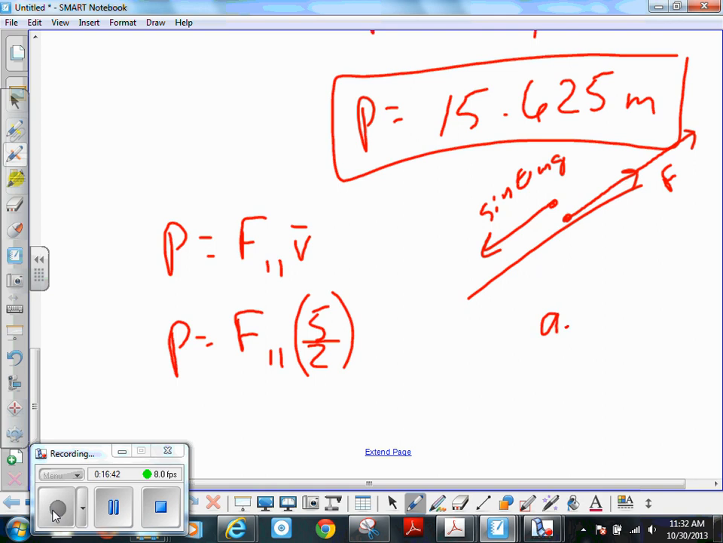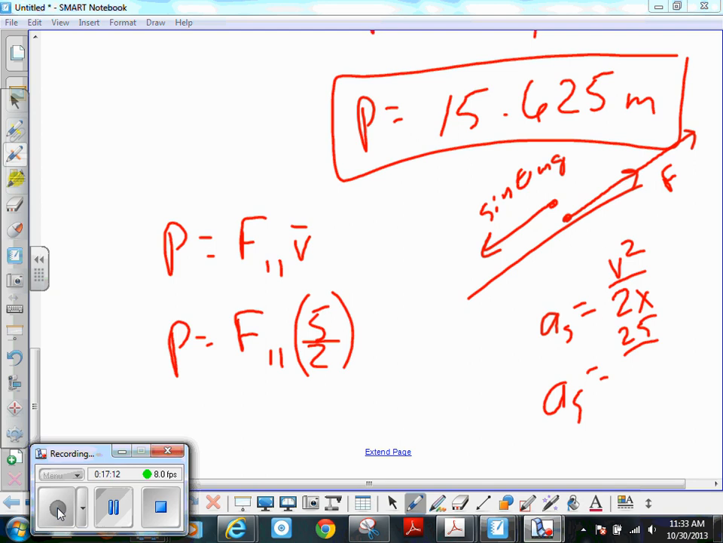So acceleration of the system then would be, it's v squared divided by 2x if you use the kinematic equation. V squared divided by 2x. I might be screwing up here, so stick with me on this. We got 25. Do we have displacement here? Divided by 20. So acceleration of the system then is 1.25 meters per second squared.